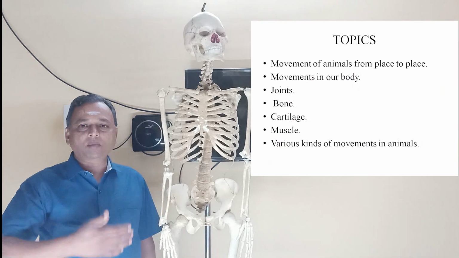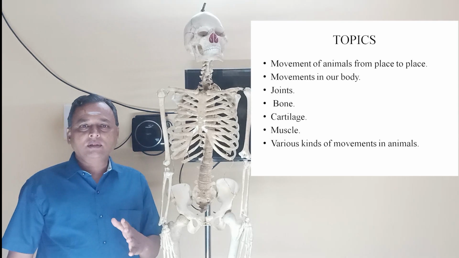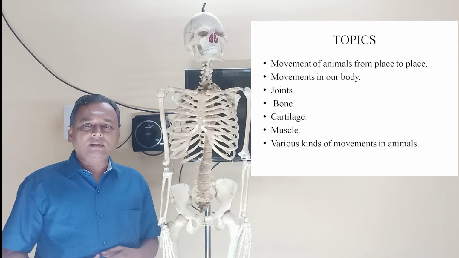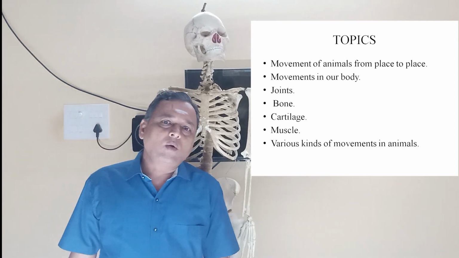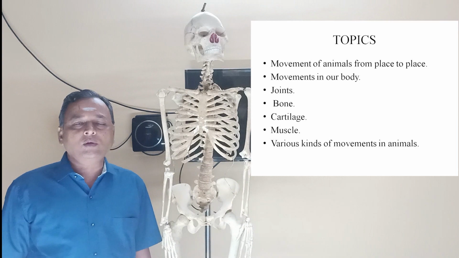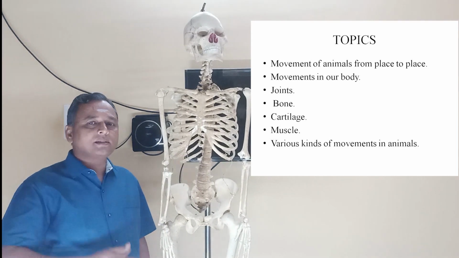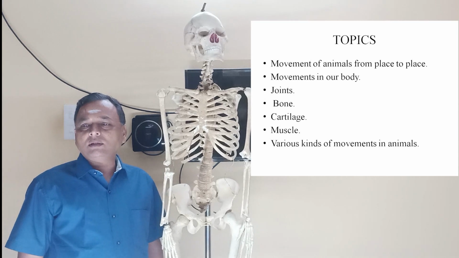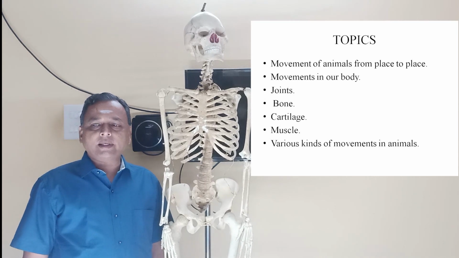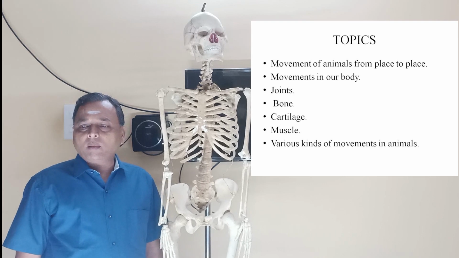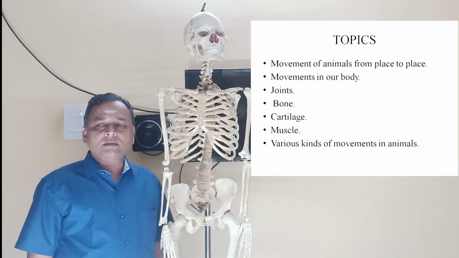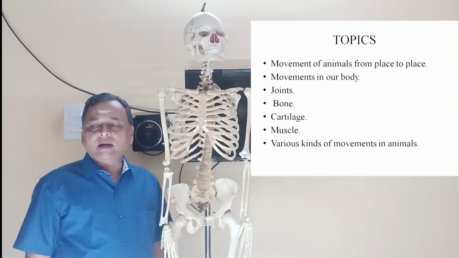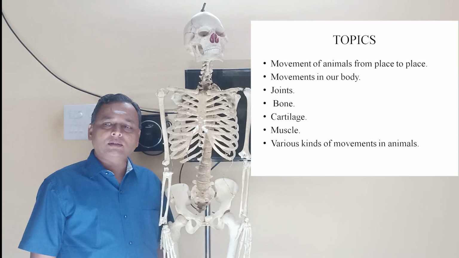See that this is the movement. The body parts are moving, but in locomotion, the whole organism moves. Now I am locomoting, moving from place to place. But in this case, only a body part moves. In this chapter, we are going to see our body movements, various joints, bone, cartilage, muscle, and various kinds of movements in animals.